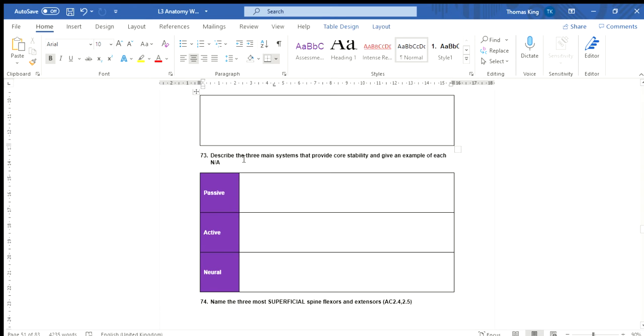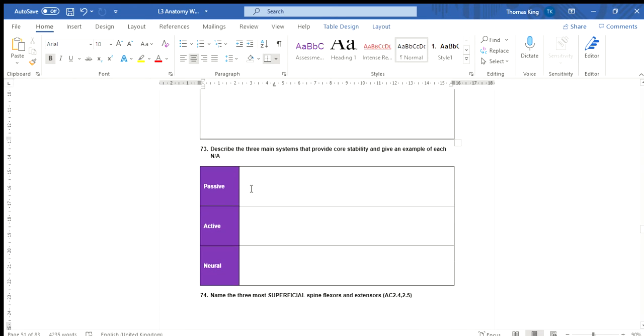Okay, so the next question is going to be 73. Describe the three main systems that provide core stability and give an example of each. So you might think about passive systems. We want to think about active systems. We want to think about neurological systems.